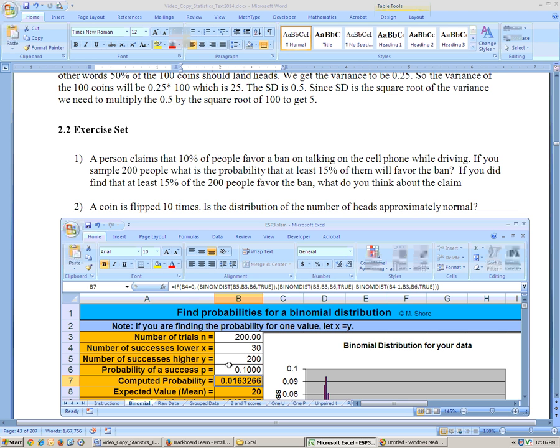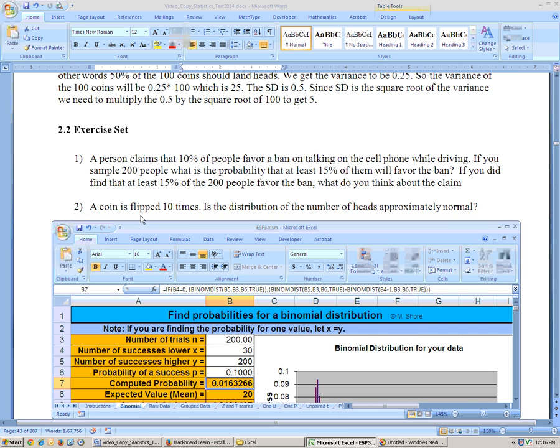Now, it says if you did find that at least 15% of the 200 people favor the ban, what do you think about the claim? Well, it's a very low probability that at least 15% would do this. So if you found that at least 15% favored the ban, then probably this statement of 10% is not true, or maybe where you got your sample from is a biased sample due to age or something like that.